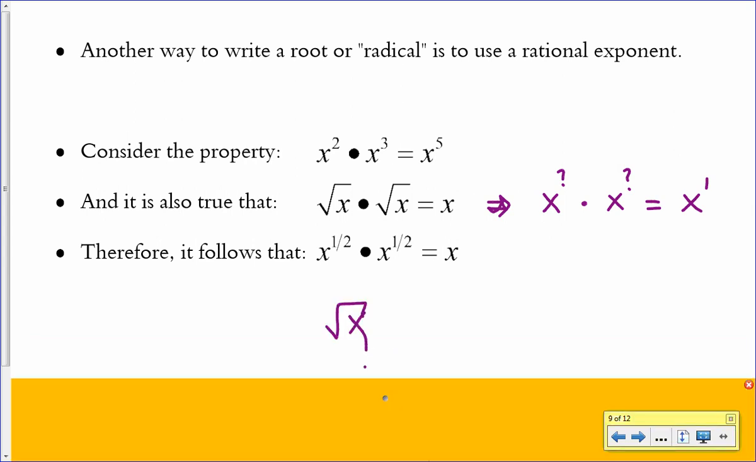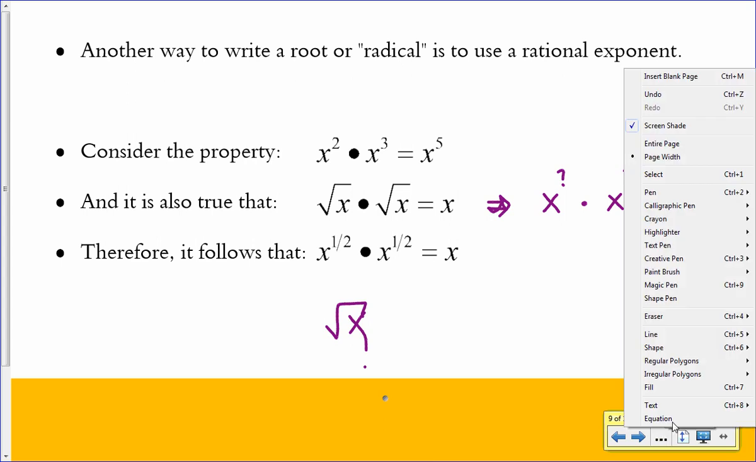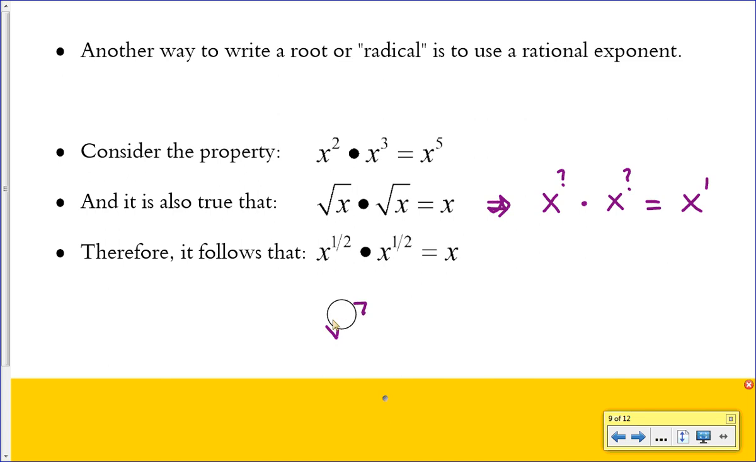So the square root of x, don't know why it is changing colors or writing so strangely. All right, let me just try to fix this.